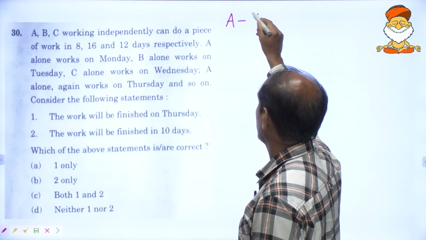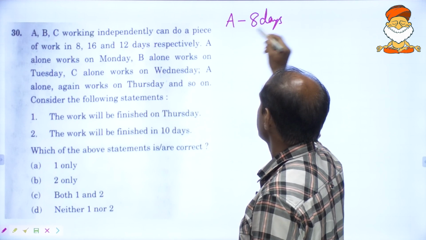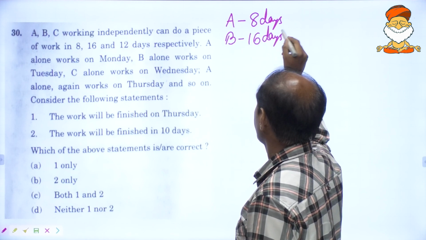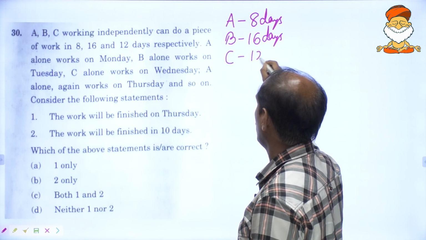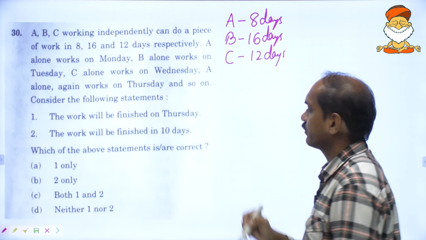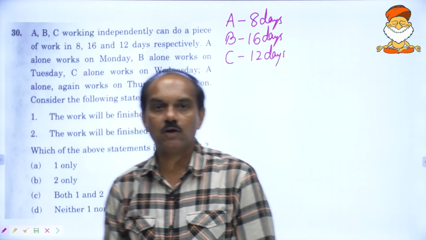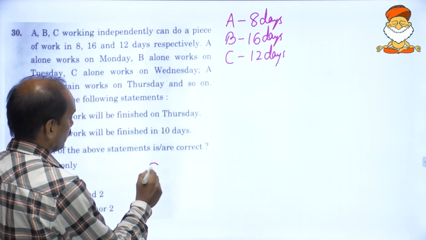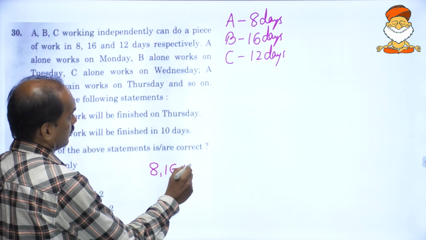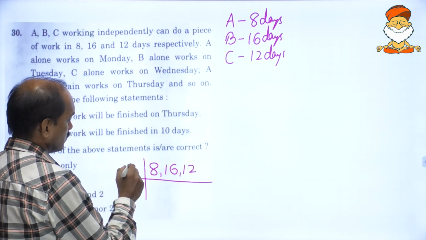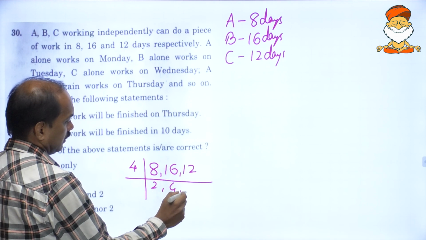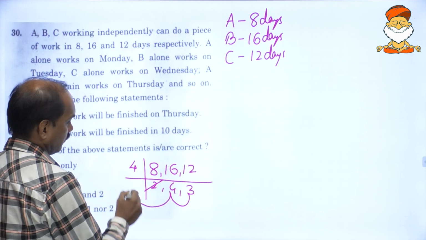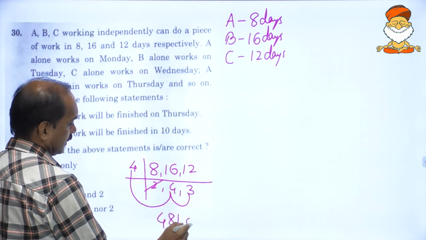A will finish a piece of work in 8 days. B will finish the same work in 16 days. C alone will finish the same work in 12 days. So first we will have to find the LCM and define the work. 8, 16, 12. 4 2s are 8, 4 4s are 16, 4 3s are 12. 2 can divide 4, forget it. 4 3s are 12, 12 4s are 48. 48 is the LCM.